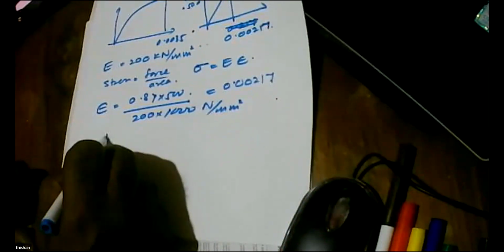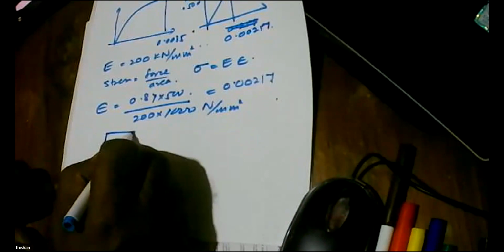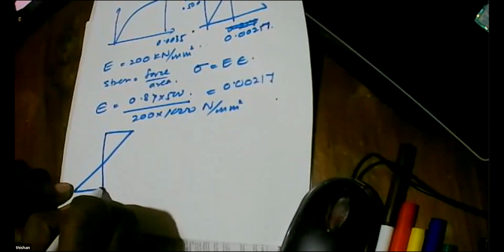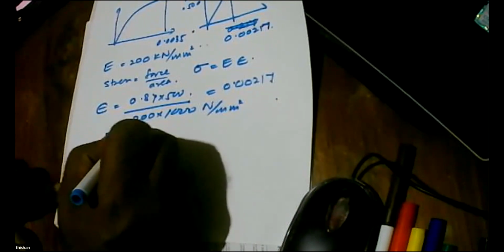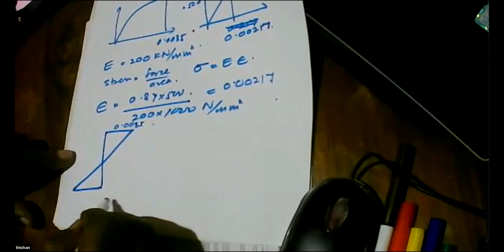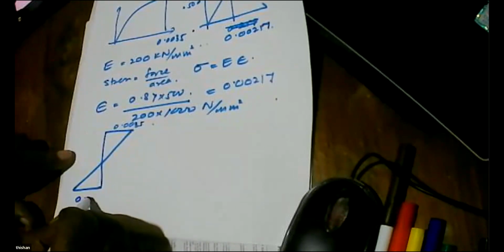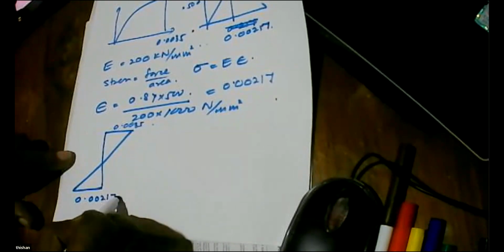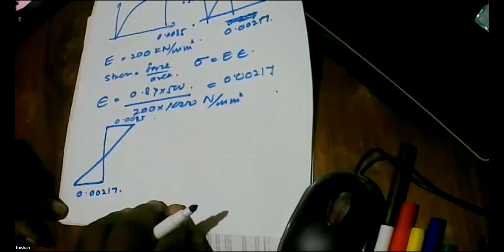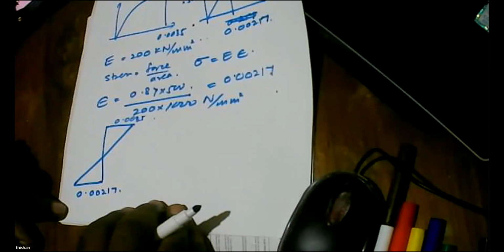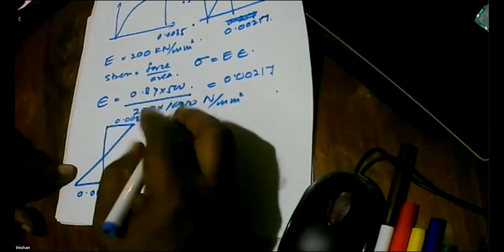So let's see what happens. This is the strain diagram, 0.0035. And if it is 0.00217, that means by the time concrete crushes, steel is about to yield. If that is the case, will you get a warning? No warning. You don't get a warning, right? So to get the warning, what is the requirement?